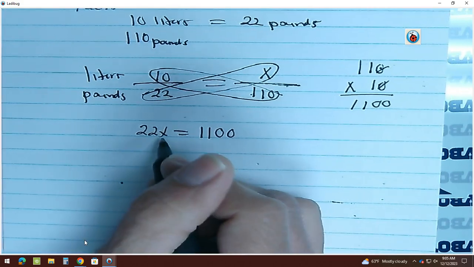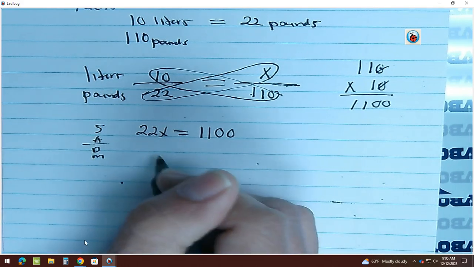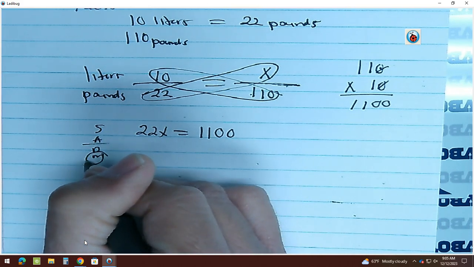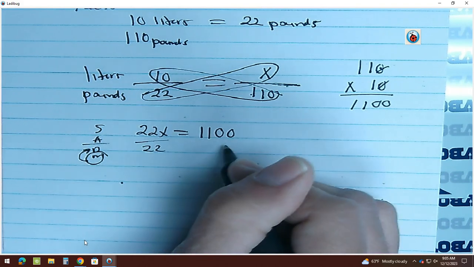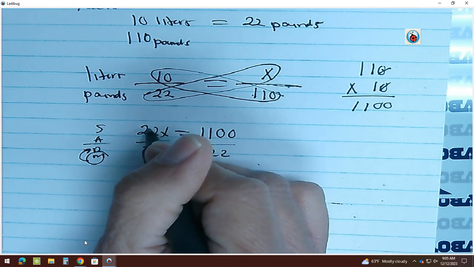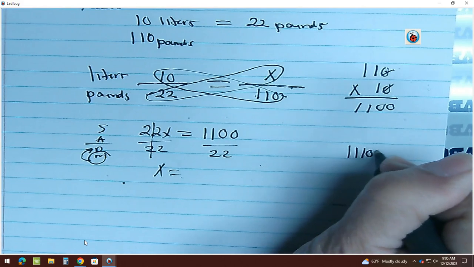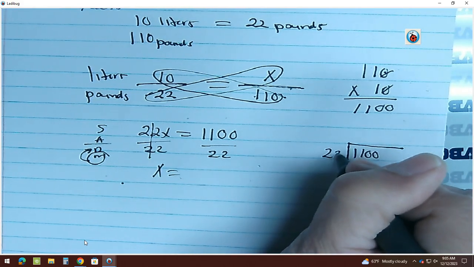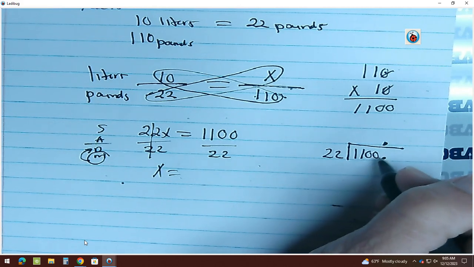Now, how do you solve for x? What's this in math? Multiply. What's the inverse of multiply? Divide. Divide by 22, divide by 22. What happens to the 22s? They cancel. Divide this on the side, bottom out. I went over by one, but here we put it like this. Don't forget to always put a decimal. If there's no decimal, put it at the end.